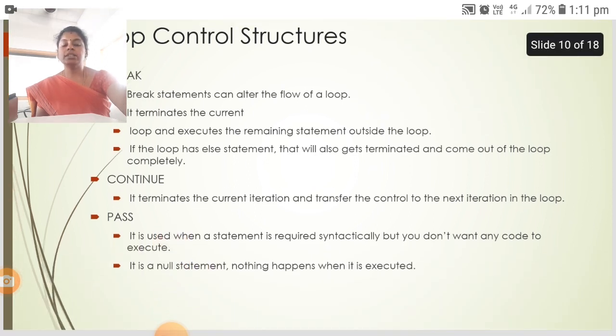Continue terminates the current iteration and transfers the control to the next iteration in the loop. The pass is used when a statement is required syntactically, but you don't want any code to execute. So it is a null statement. Nothing happens when it is executed.